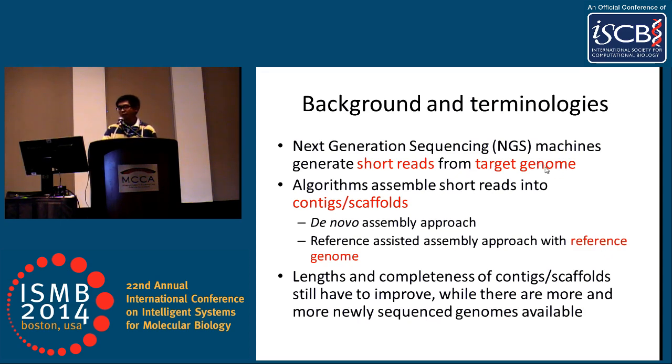And currently, the length and the completeness of the contigs or scaffolds are still not so satisfactory. And there is a large space to make improvement. And we do have some opportunities. One opportunity is we have more and more newly sequenced genomes available, and we can make use of the new genomes and improve the genome sequencing. And AlignGraph is an algorithm using the reference genomes, and it is essentially a new method in the reference-assisted category.